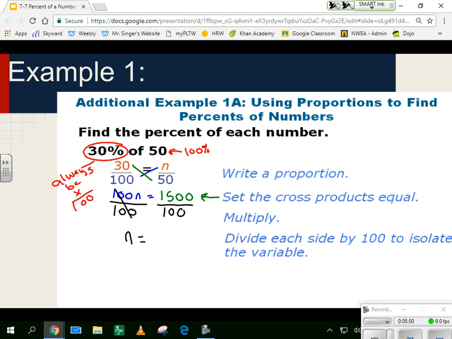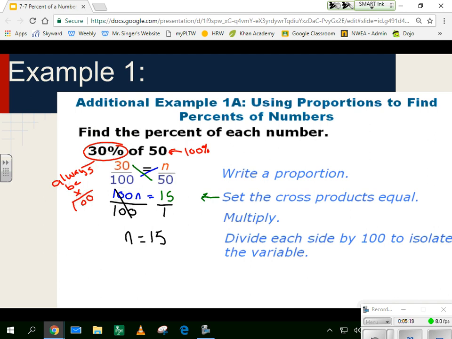And now all we have to do is divide 100 into 1,500. Now remember, they both share 2 zeros, so we can get rid of 2 zeros right away. And now when you look at it, it's just 15 divided by 1, which is 15. So your answer equals 15.